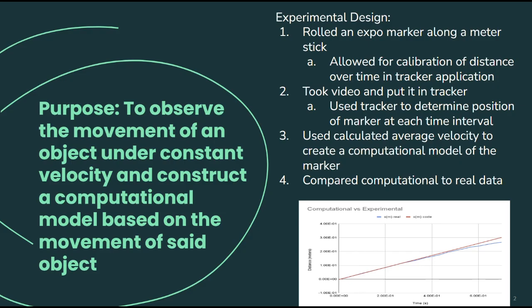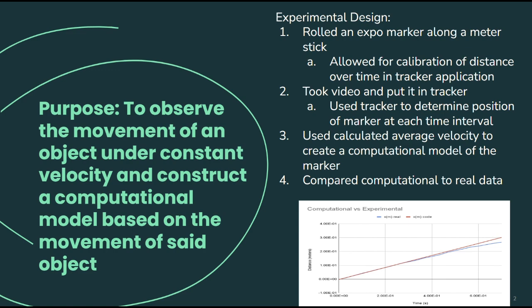The purpose of this lab is to observe the movement of an object at a constant velocity and construct a computational model based on the movement of said object. For my lab, I decided to use an expo marker and roll it along the side of a meter stick, so it rolled parallel to said meter stick. It allowed for the calibration of distance over time in the tracker application.